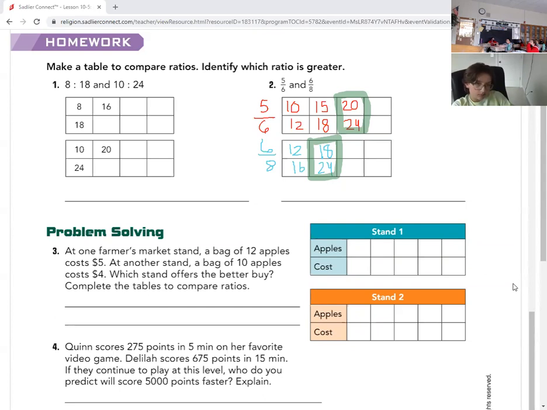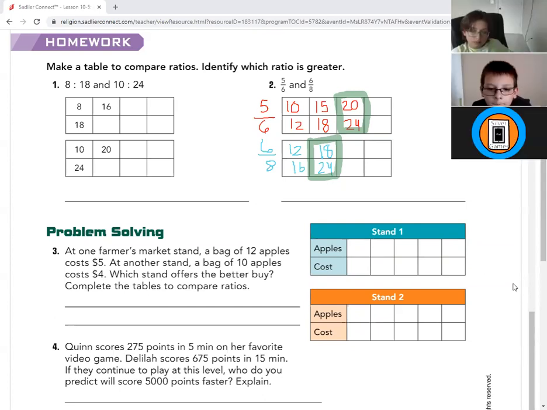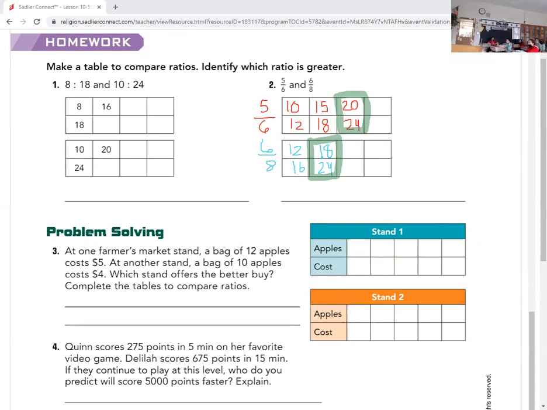Which is a greater ratio, 20/24 or 18/24? 20/24. Thank you. So everyone, in your workbook, this is the greater ratio because 20 out of 24 is a larger value than 18 out of 24. Fill that in.